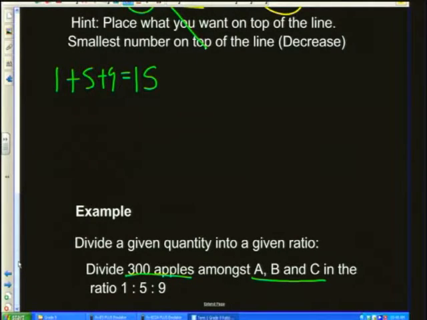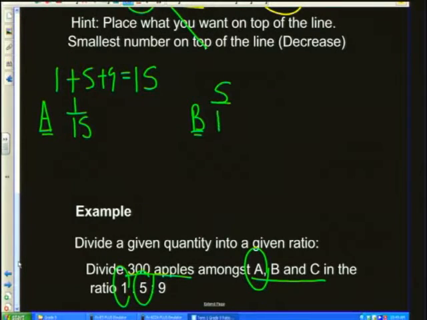Now, let's look at person A first. Person A is mentioned first, so the 1 will go with him. So, you will get 1 out of the 15. Person B will get 5 out of the 15. You agree with me, guys? And person C will get 9 out of the 15.